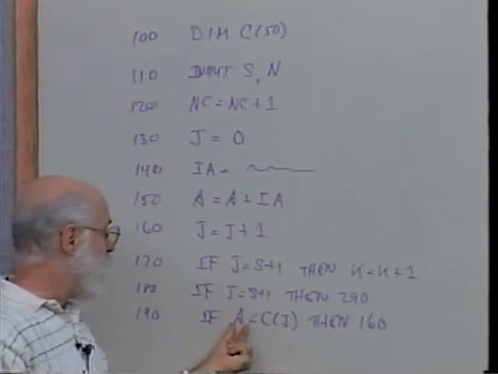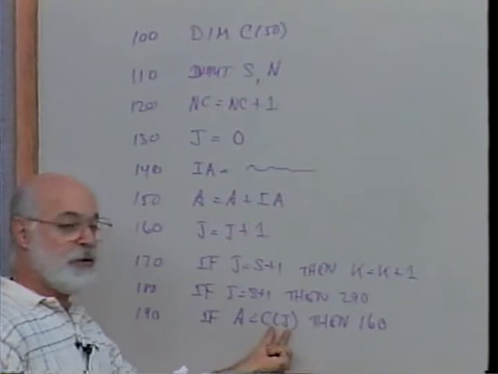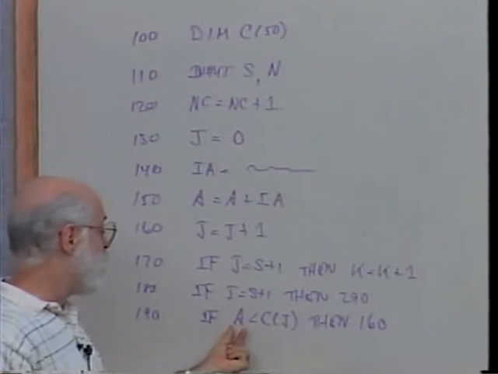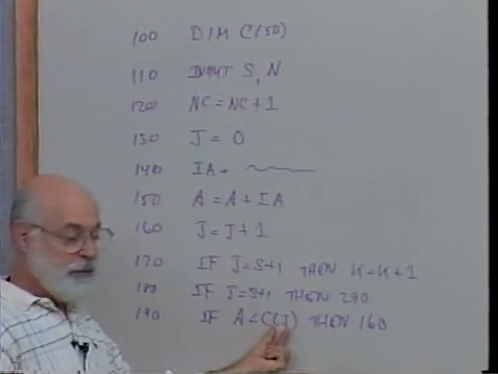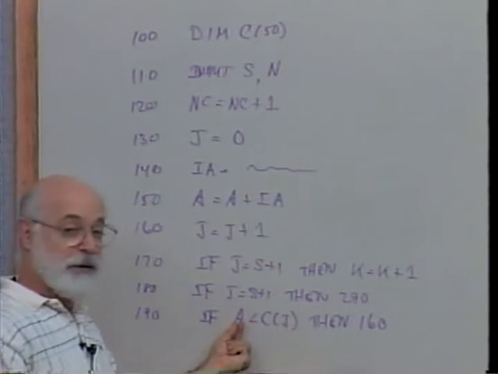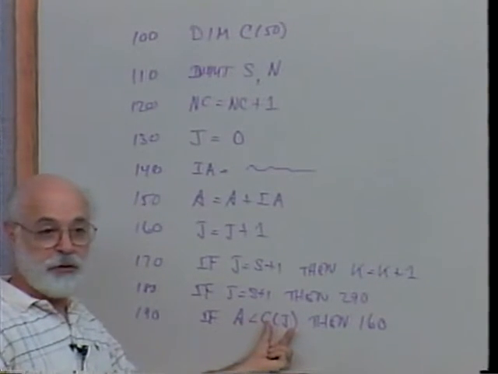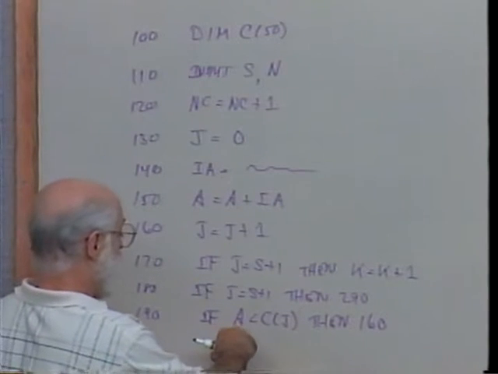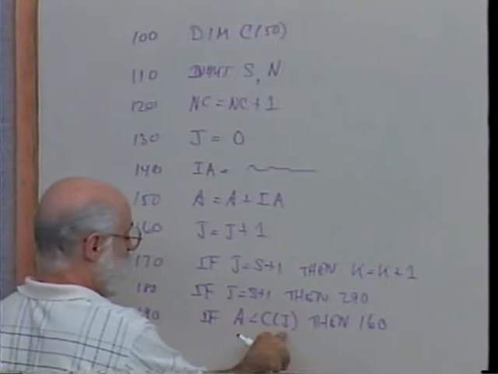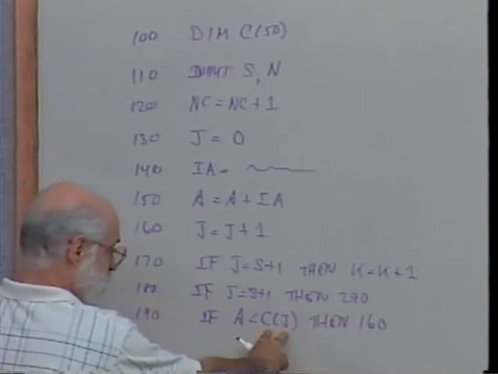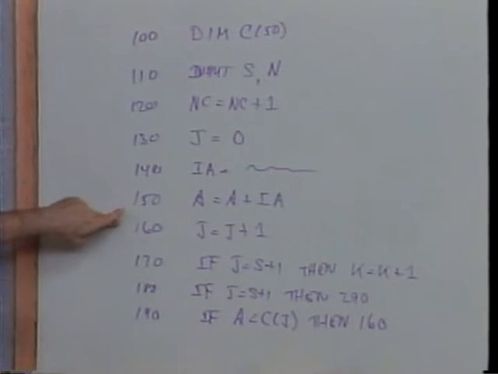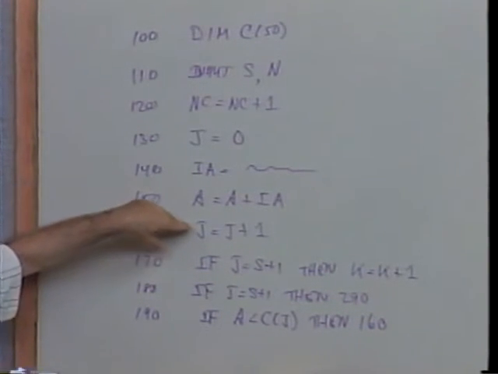If my arrival time is less than this number, that means that this trunk is busy, and so I want to look at the next trunk. On the other hand, if the arrival time is not less than this number, then that means that this trunk became idle again before this arrival, and therefore the call can be carried on this trunk. So if my arrival time is less than the time in memory that says when this trunk is going to become available, that means this trunk is busy, and I'm going to go to 160. When I go to 160, I increment my trunk number by 1.